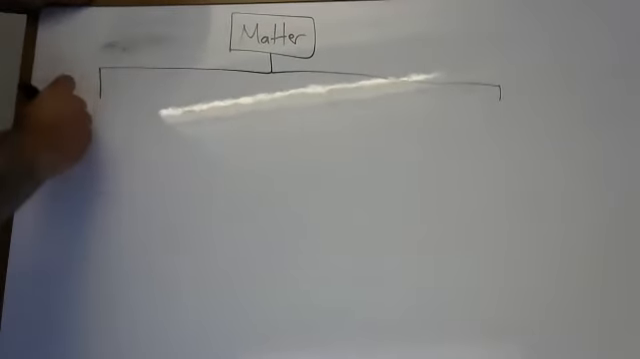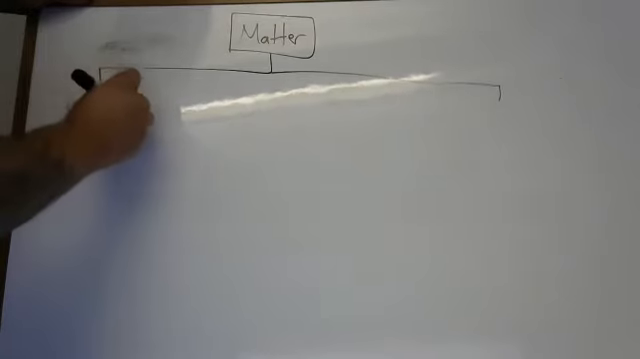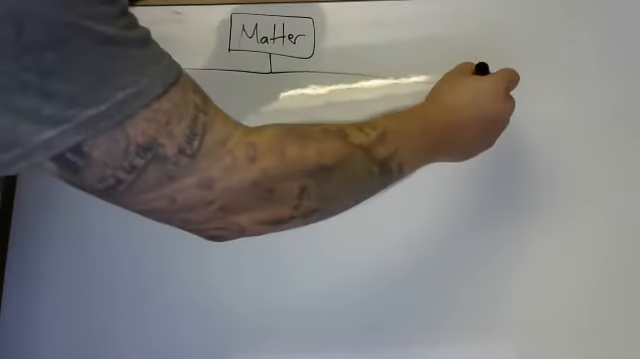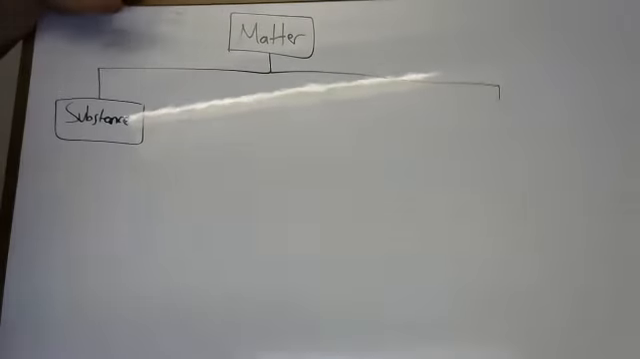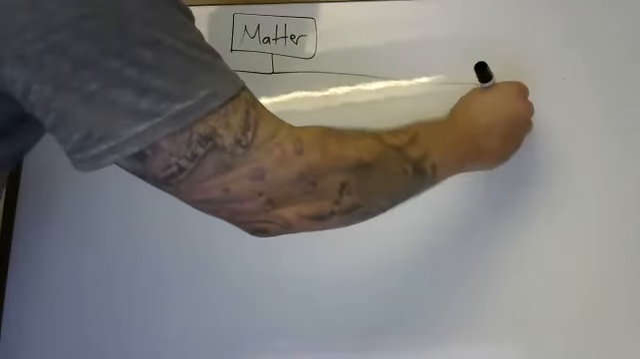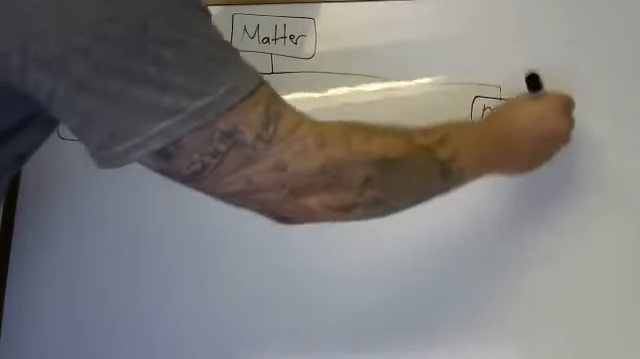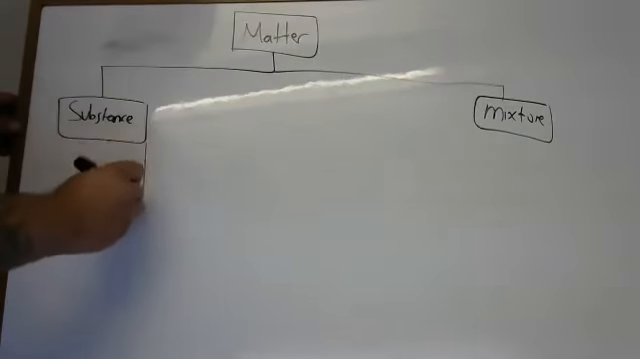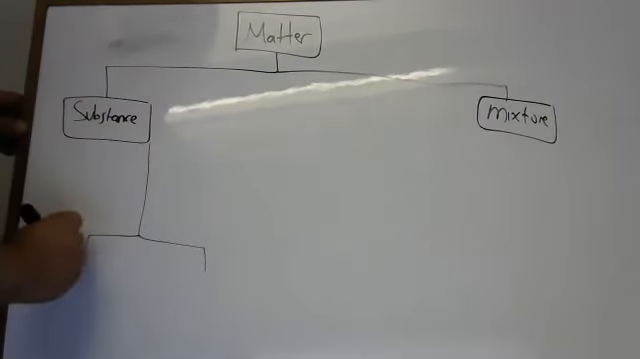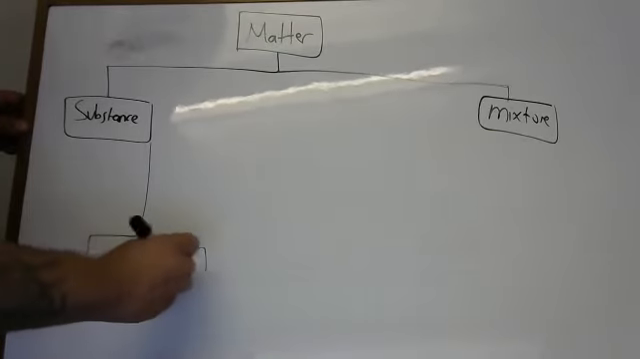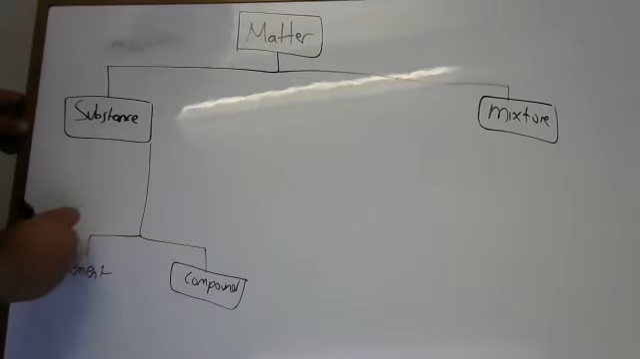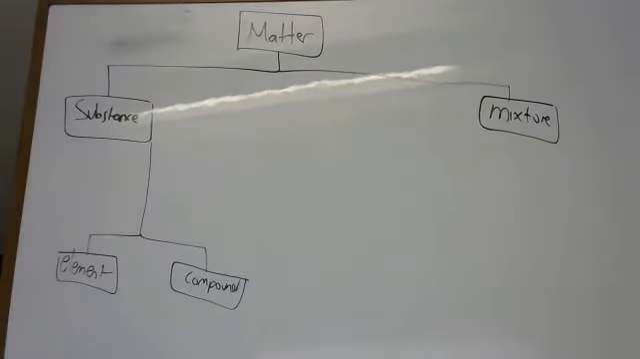So we have a substance here. Over here we have our mixture that we have of varied composition. So definite composition here, so it's either an element or a compound. Element, compound. Then a mixture.